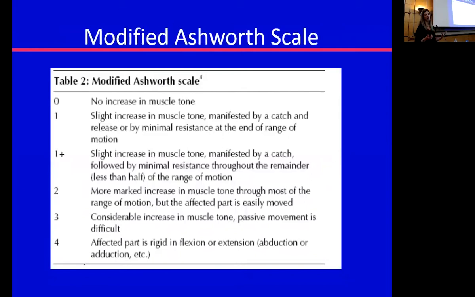So basically the modified Ashworth scale is rated as 0 if there's no increase in tone, a 1 if there's a small catch, 1+ if there's a mild increase in tone through less than 50%, and 2 if there's mild increase in tone for greater than 50%. 3 means that there's moderate increase in tone diffusely, and a 4 is the muscles are very rigid.